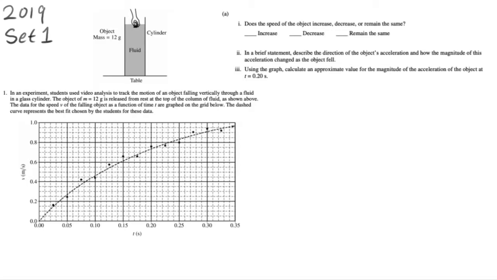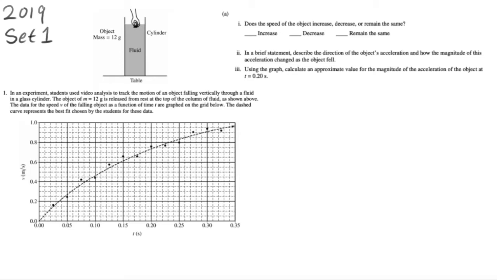The question says, in an experiment, the student used video analysis to track the motion of an object falling vertically through a fluid in a glass cylinder. The object of mass 12 grams is released from rest at the top of the column of fluid, as shown above. The data for the speed v of the falling object as a function of time t are graphed in the grid below. A dashed curve represents the best fit chosen by the students for the data.